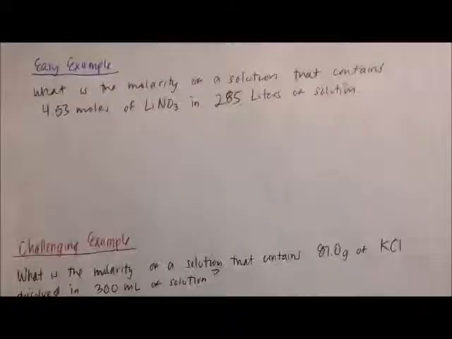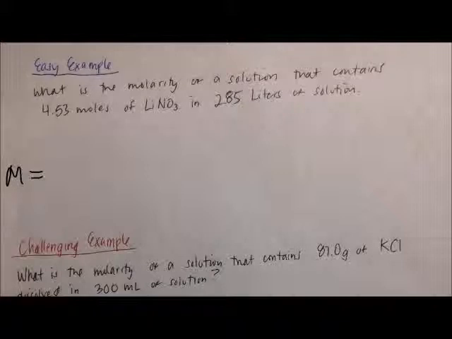Here we have two examples. We have an easy example and a challenging example. One of them is a little bit simpler than the other one because of what the equation gives you. So let's start with the first one. What is the molarity of a solution that contains 4.53 moles of lithium nitrate in 2.85 liters of solution? The first thing we need to do is use our molarity formula. So molarity again is equal to the moles of solute over liters of solution.